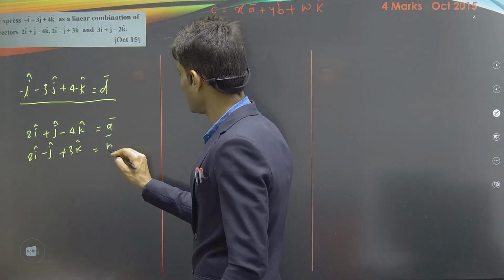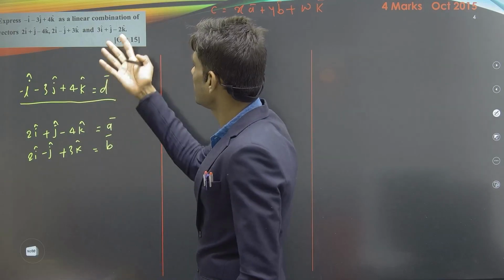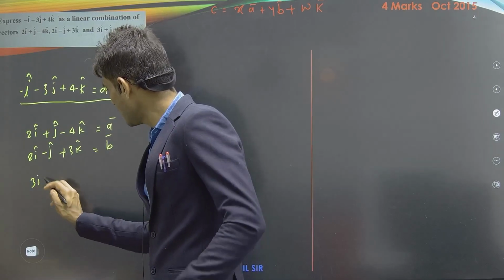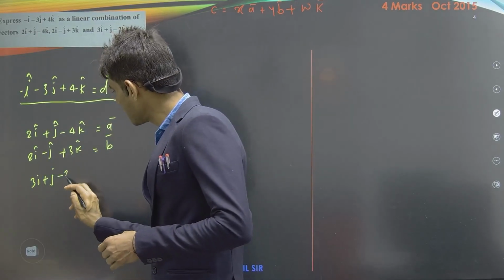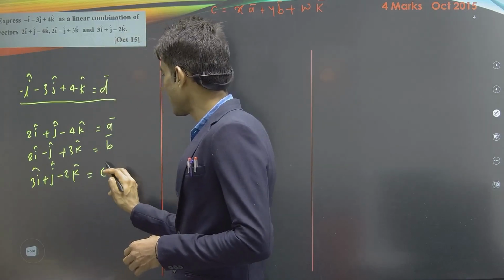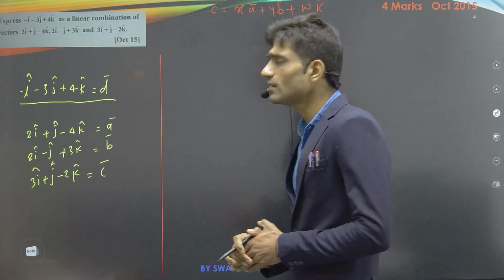This one is a position vector b bar. Now similarly we have the third position vector 3i plus j minus 2k. Okay, 3i cap plus j cap minus 2k cap, consider it as the third position vector c bar.